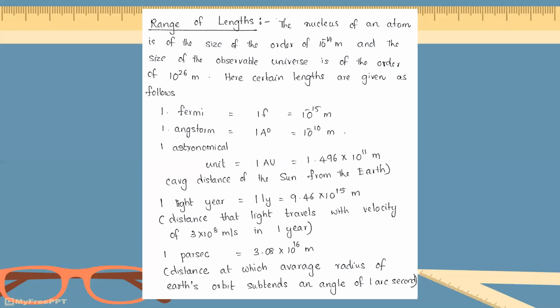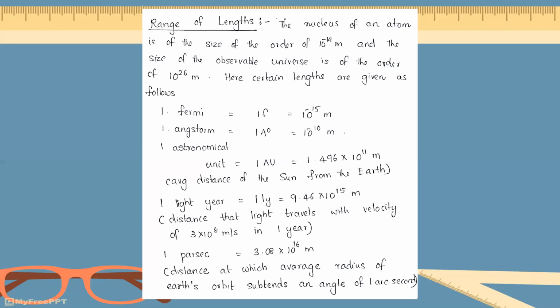Some lengths we have given for your reference, which will be asked in 1 mark questions, 2 marks questions, and will be used for the numericals, which are very important. So 1 Fermi is equal to 10 to the power of minus 15 meters. 1 angstrom is equal to 10 to the power of minus 10 meters.